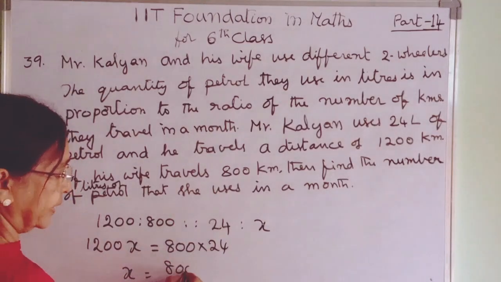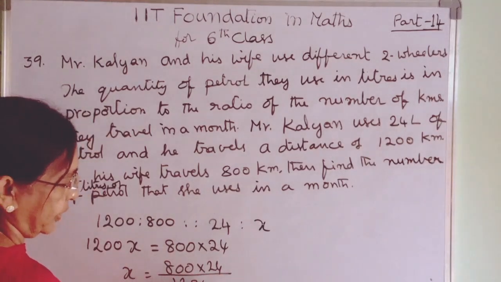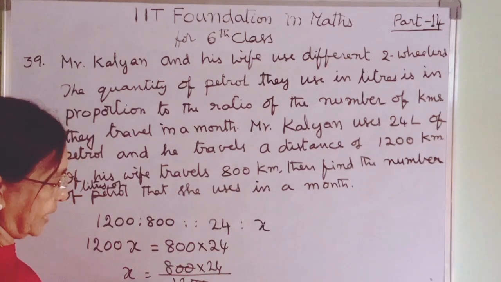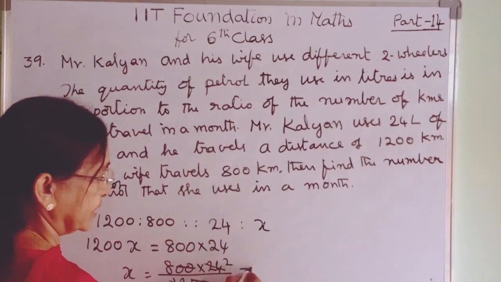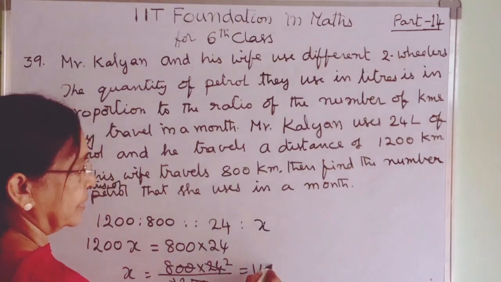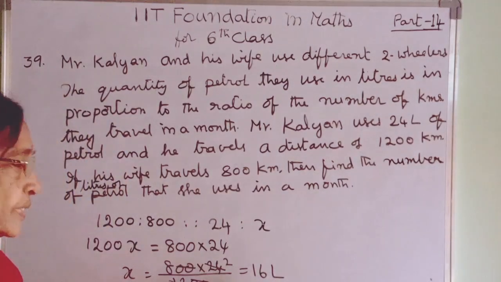or X is equal to 800 into 24 by 1200. So 2 zeros and 2 zeros get cancelled. 12 ones are 12, 12 twos are 24, 8 twos are 16. Therefore, X is equal to the number of liters of petrol she uses, 16 liters.